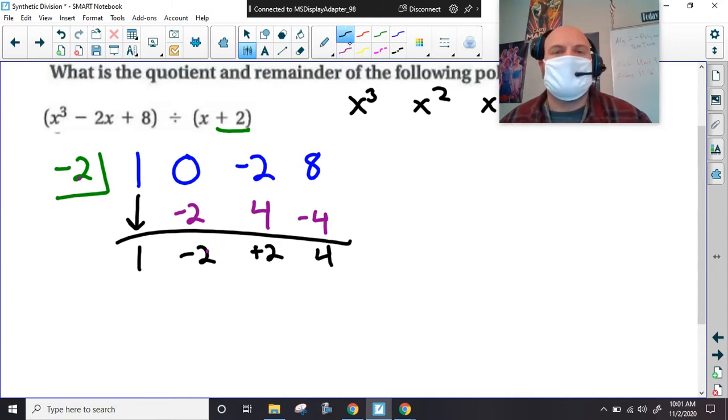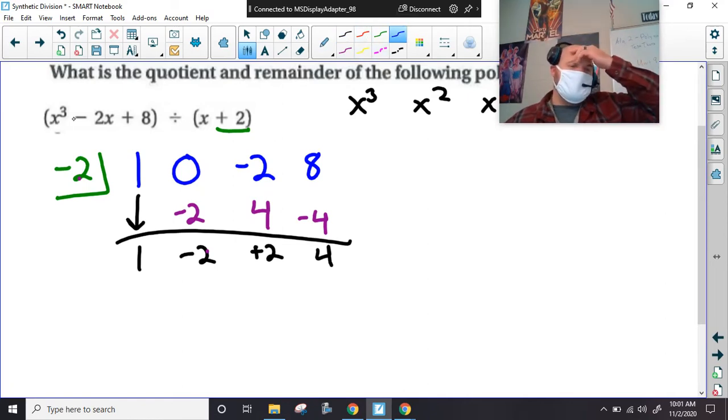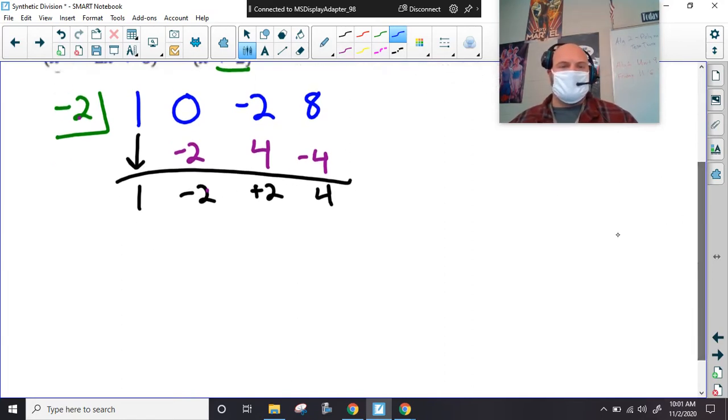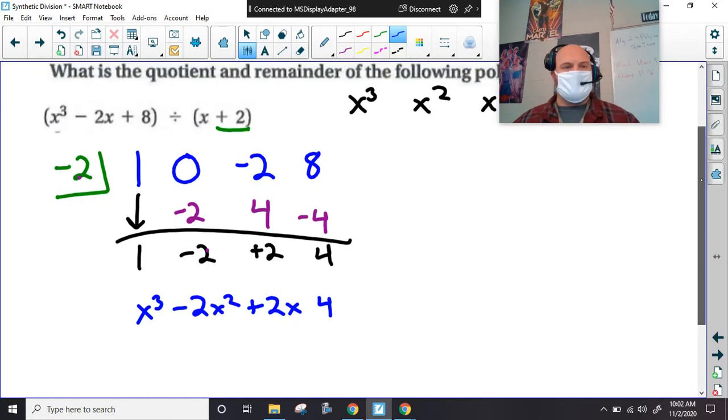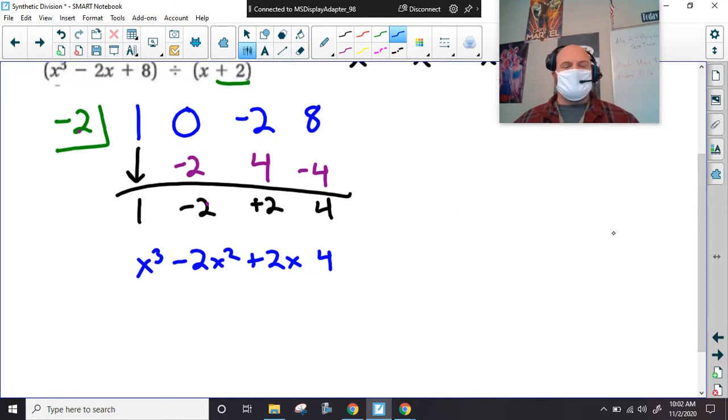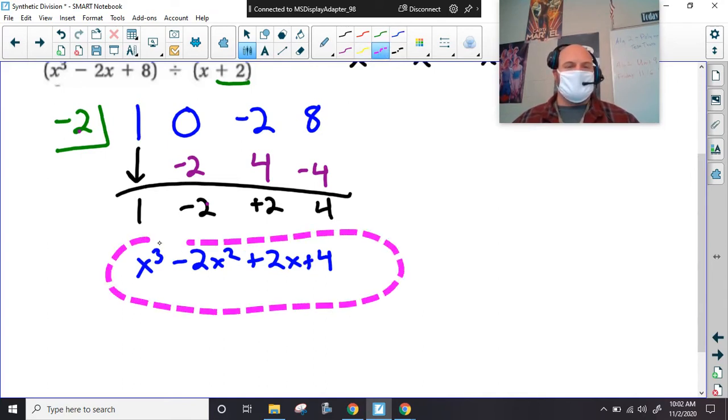All right. So now it comes to actually writing our final answer. Well, our highest degree right here was to the third. So we're just going to take these numbers, do like this. So this is going to be x to the third minus 2x squared plus 2x, sorry, and then plus 4. So we're kind of done. That's it. Okay, if we had a remainder, we would write r of whatever, but it actually divided out.